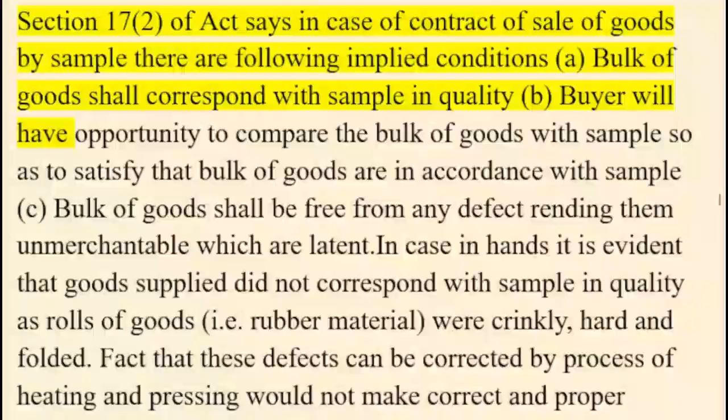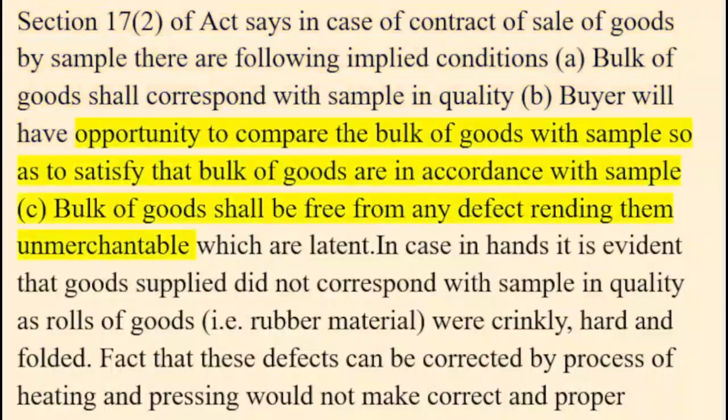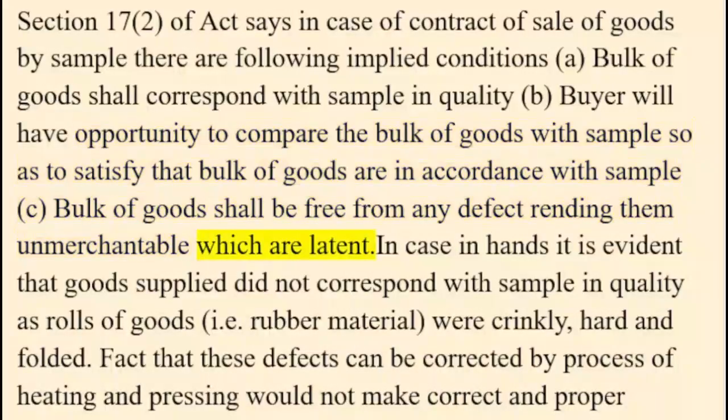Section 17(2) of the Act says in case of a contract of sale of goods by sample there are the following implied conditions. A. The bulk of goods shall correspond with the sample in quality. B. The buyer will have an opportunity to compare the bulk of goods with the sample so as to satisfy himself that the bulk of goods is in accordance with the sample. C. The bulk of goods shall be free from any defect rendering them unmerchantable, which are latent.